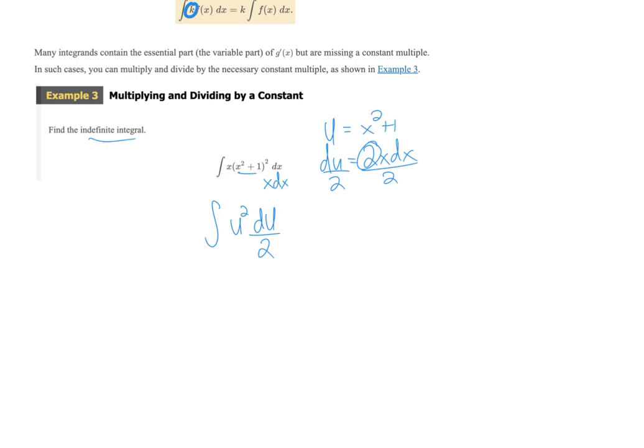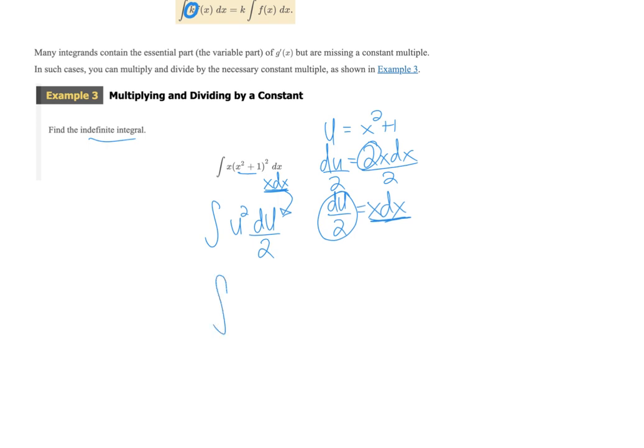Okay, there's another way you can look at this. What I did is I solved for the x dx because that's what I'm substituting in for. So x dx equals du divided by 2. So since I had x dx, I substituted in du divided by 2.